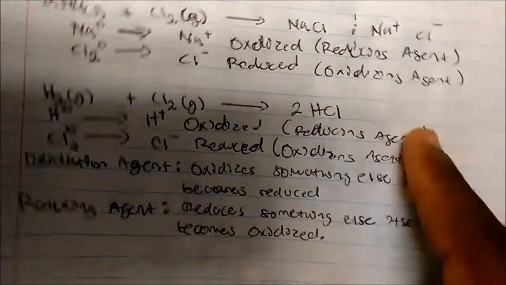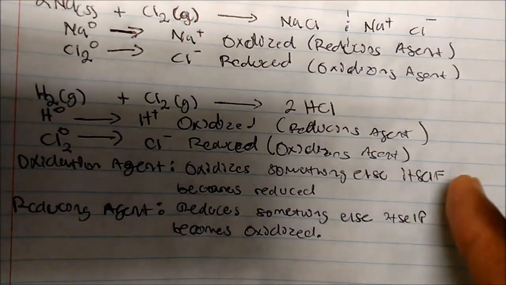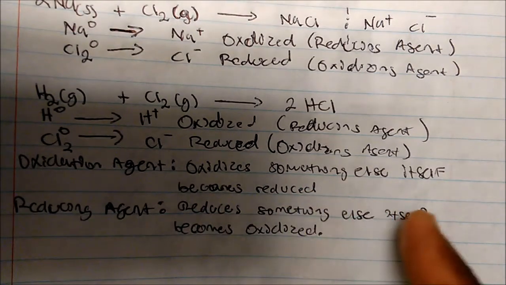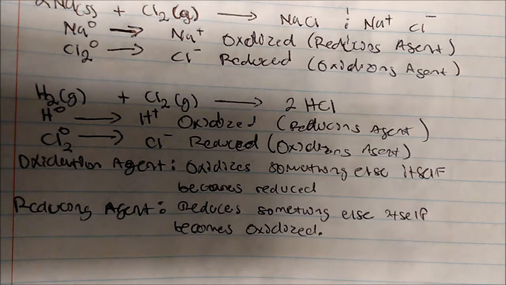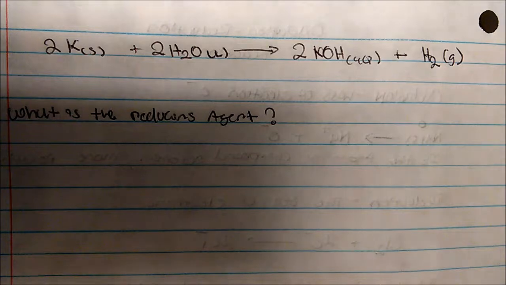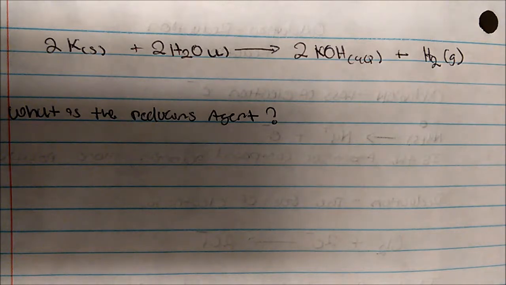By definition, an oxidizing agent oxidizes something else and itself becomes reduced. A reducing agent reduces something else and itself becomes oxidized. So a great test question might be something like this, where an equation is given to you, and they might ask you, what is the reducing agent? The first thing I usually do is find out what's being oxidized and what's being reduced.